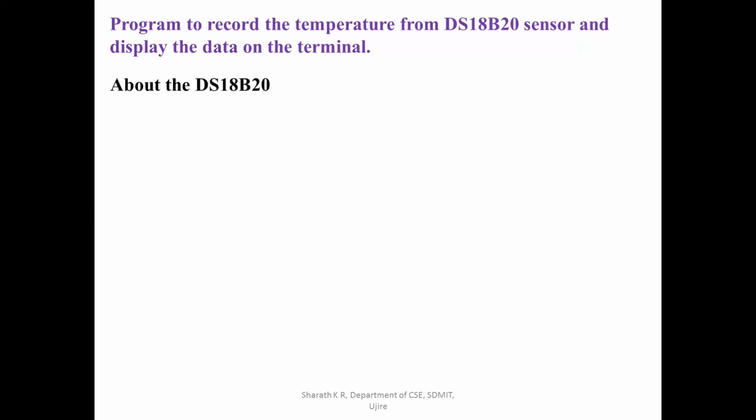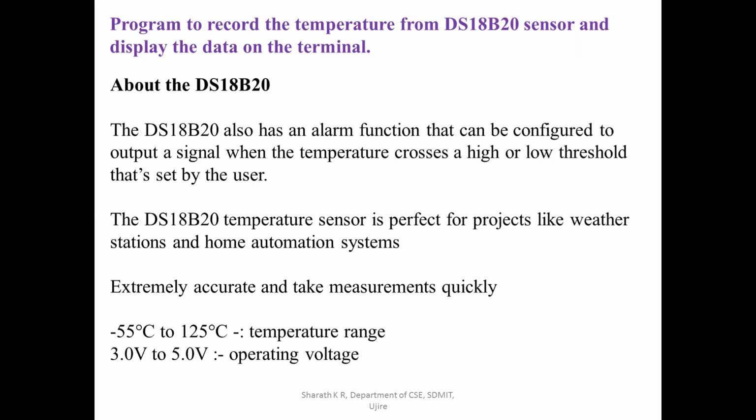So before going for the coding part, we'll try to know what is the DS18B20 sensor. The DS18B20 sensor is a temperature sensor that could be used in order to access the temperature, and it is provided with the additional functionality that it has an alarm function that could be configured whenever the temperature exceeds or becomes low with respect to the threshold as set by the user.